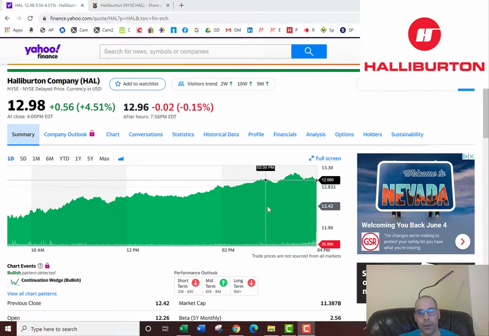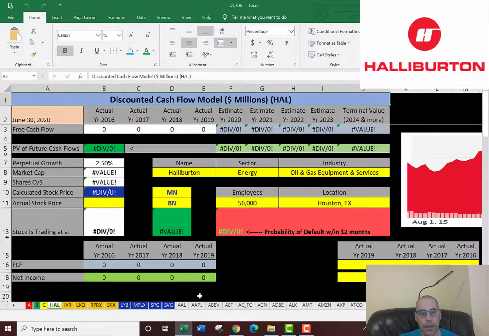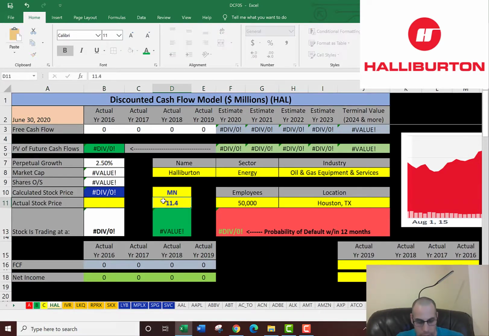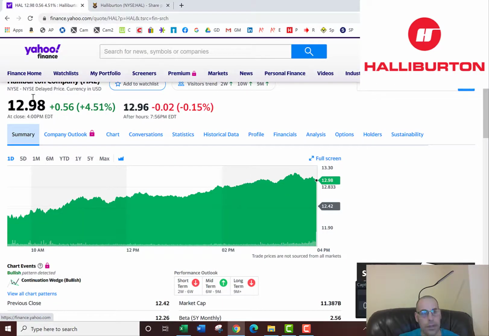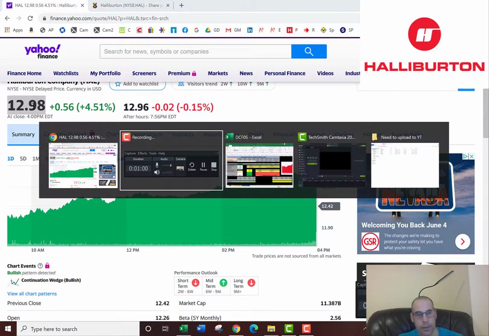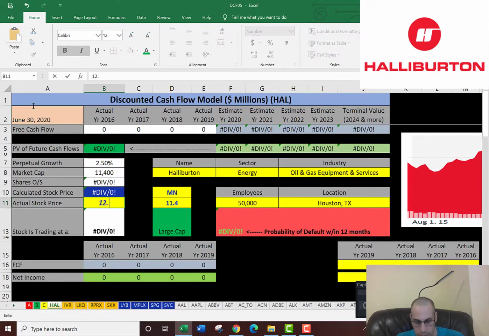So the first thing we need for the model is the market cap, and that's 11.4 billion. And we'll put that in. Then we need a stock price, $12.98. And now we know the shares outstanding, because that's the market cap, 11.4 billion, divided by stock price, 12.98, equals shares outstanding, 878 million.